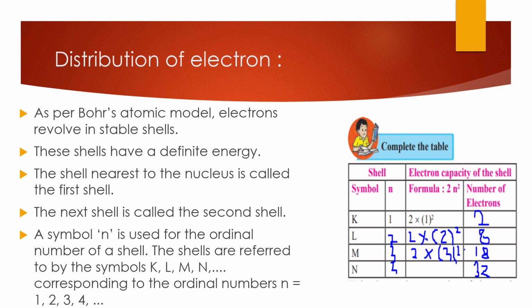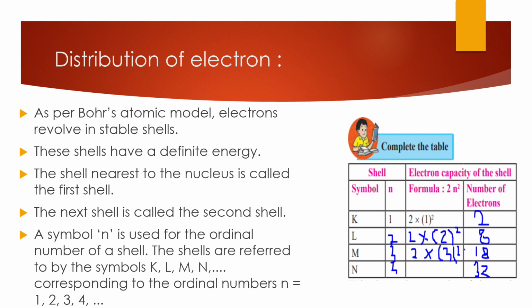The shell which is nearest to the nucleus is called the first shell. The next shell is called the second shell. And how are they referred to? As K shell, L shell, M shell and N shell, and their numbers are n equal to 1, 2, 3, 4. Now, how do the electrons get distributed in these different shells? For the distribution of electrons, there is one formula called 2n square.